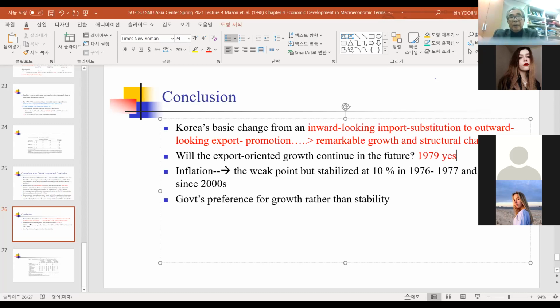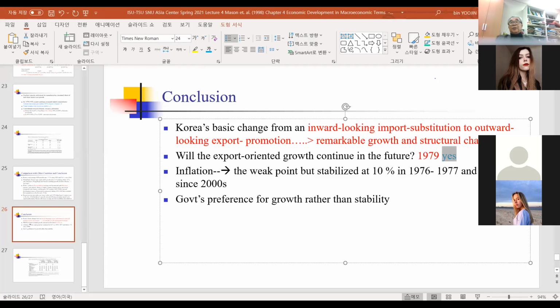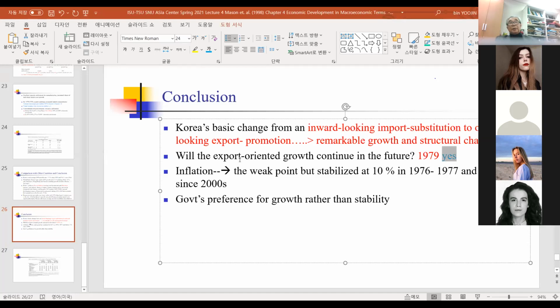Korea became a very industrialized society. But we can make this observation only after 1979. And remember, this book was written in 1979. So it's natural. The authors question, will the export-oriented growth in Korea continue in the future? It's a natural question.